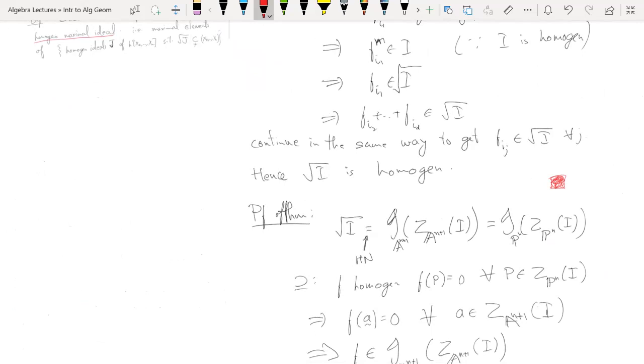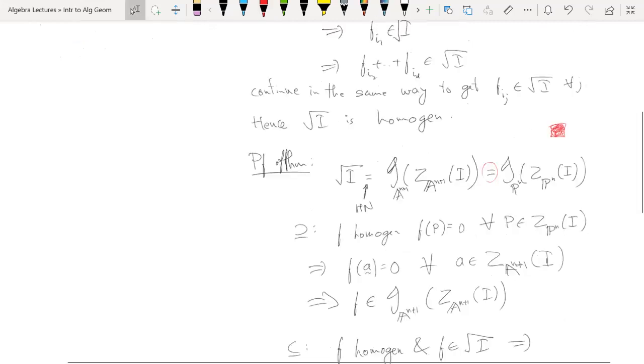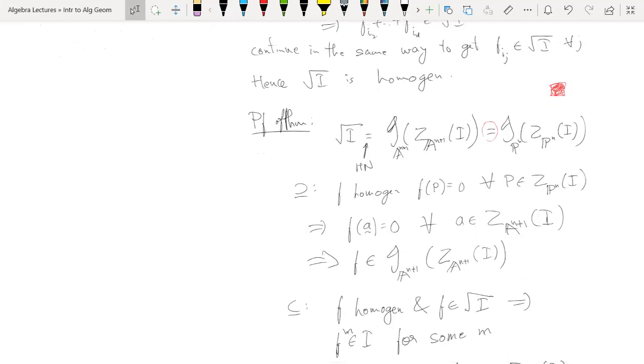So if you are looking at the affine setup, this we know, and that was the Hilbert Nullstellensatz. One direction was okay, which is that radical I is contained in this set, but for the other direction you used the Hilbert Nullstellensatz. So that we know. It's enough to show this equality. If we show containment on both sides, then we are good. So let's just argue both containments.